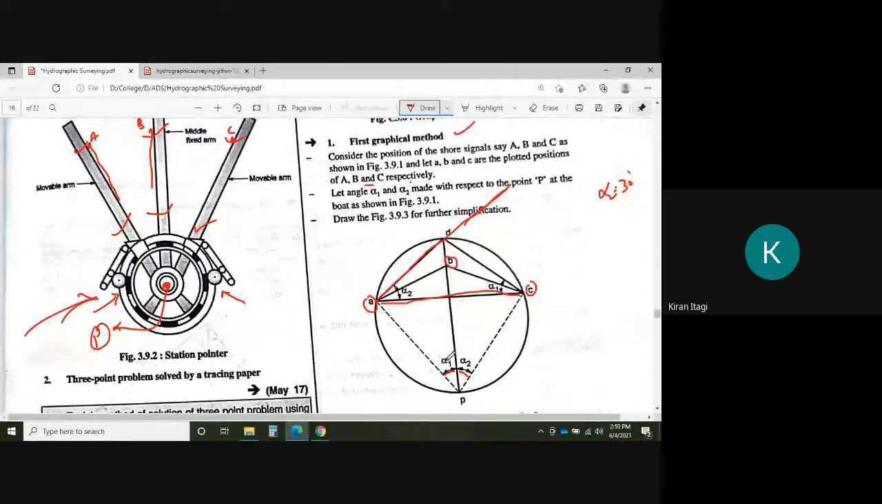Then a line CD is drawn. Again, this line is drawn with the help of the alpha 1 angle. Say alpha 1 is 40 degrees. So these two lines are meeting at this point.